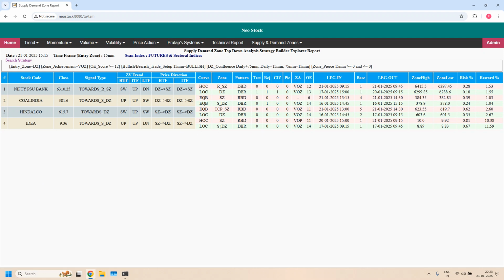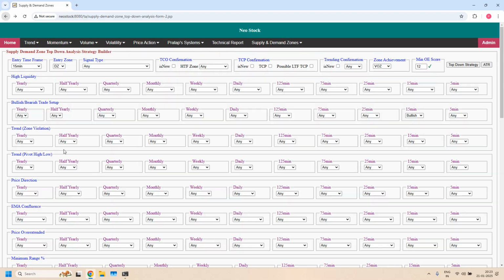In these 4 stocks, these 15 minutes demand zones are part of the 75 minutes demand zone. Again, both together are part of the daily demand zone. And daily trend is up in 2 stocks, the second one and the fourth one. If any of those 2 stocks are having daily EMA Confluence, they are even more high probability trade setup supported stocks. Let us verify.